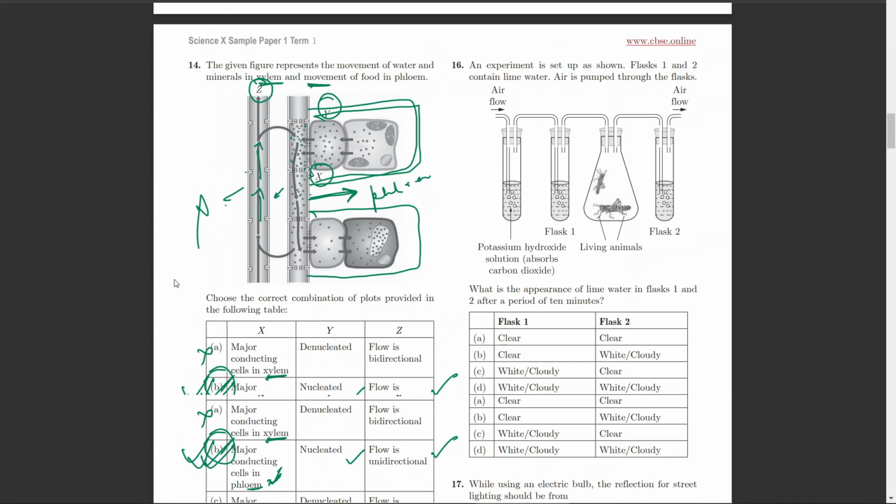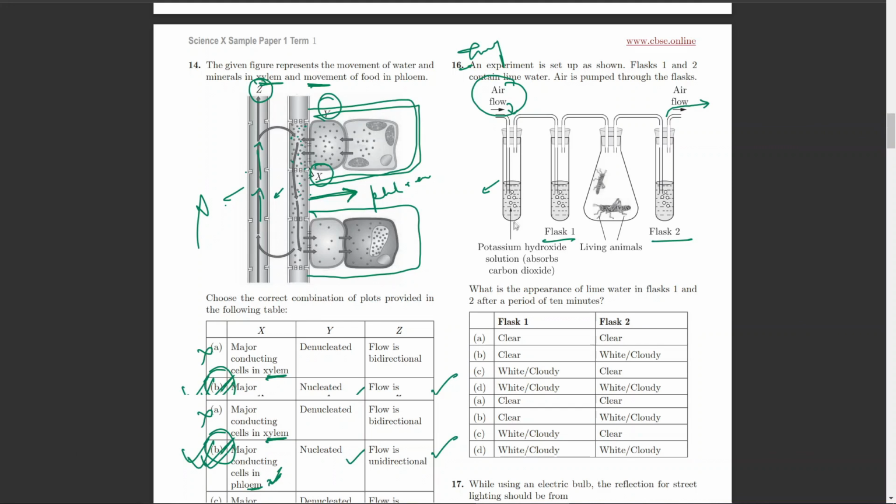Question number 16. An experiment is set up, and let me tell you, this is a very important question. Now let us begin. An experiment is set up as shown. Flask 1 here and flask 2 contain lime water. So both contain lime water. Air is pumped through the flasks. So how is air pumped? Here, first the air is pumped in this one, flow is in this direction, and then here air is coming out from this one.